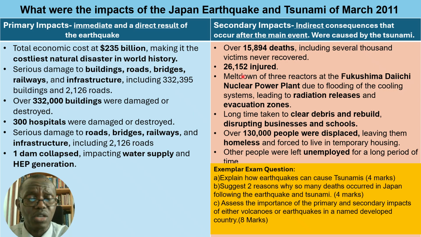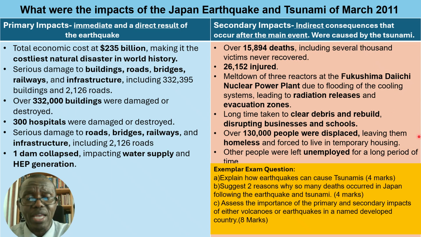Then there were 26,152 people that were injured. Then there was a meltdown of 3 reactors at the Fukushima Daiichi nuclear power plant due to flooding of the cooling systems. This led to radiation releases and evacuation zones. Now, those nuclear power plants are very radioactive. And therefore, if there is radiation release, it can affect people. And so people had to be evacuated from those areas as well. So that was a secondary impact.